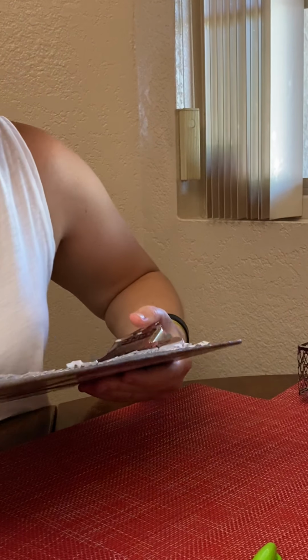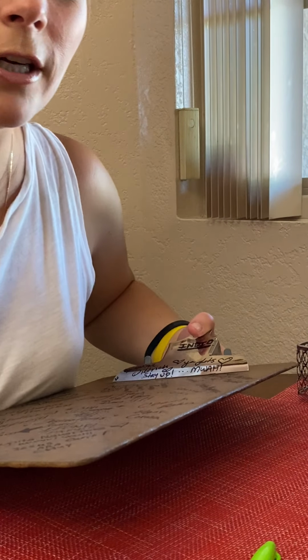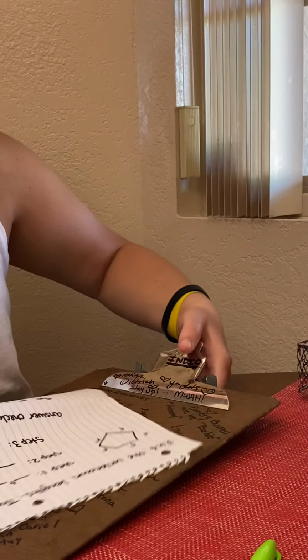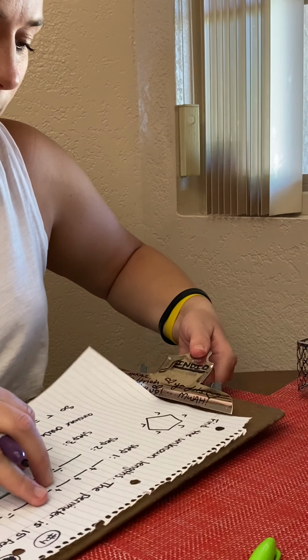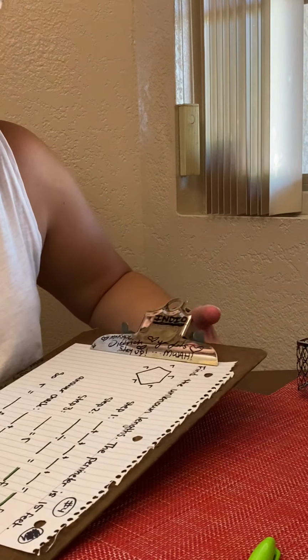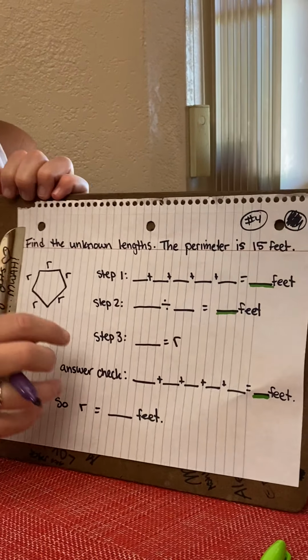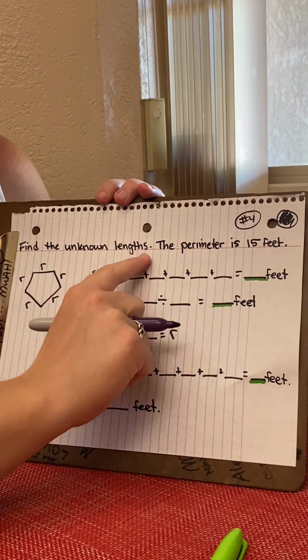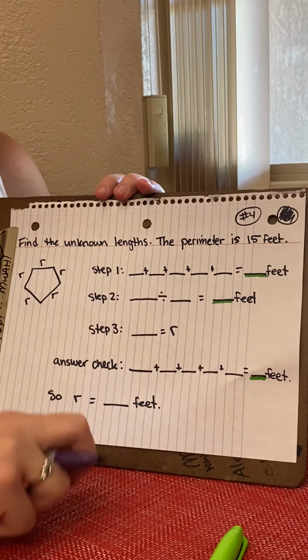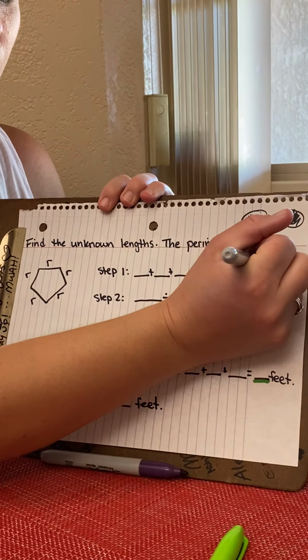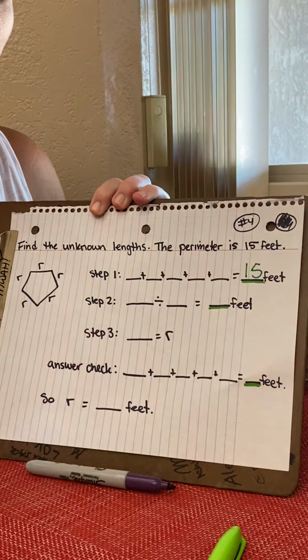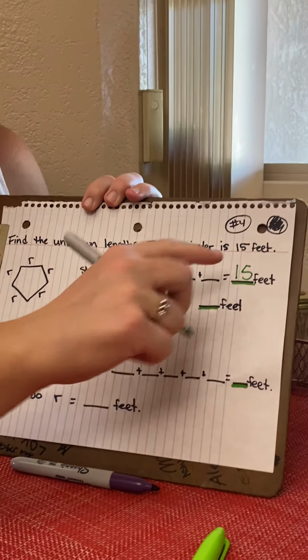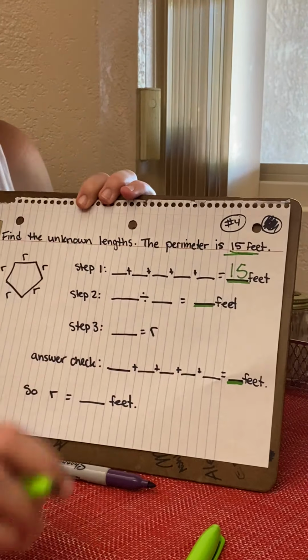So we're going to do one more that's very similar to that. Pause the video at any time if you need to. We're going to do this a little bit more quickly. So it says find the unknown lengths. The perimeter is 15 feet. Again, I know that I'm going to put my answer at the end. I know that this is 15. My answer has to be 15.